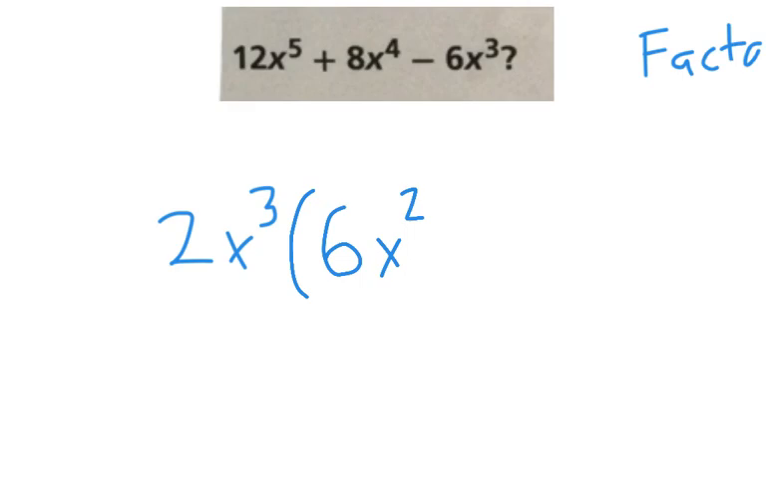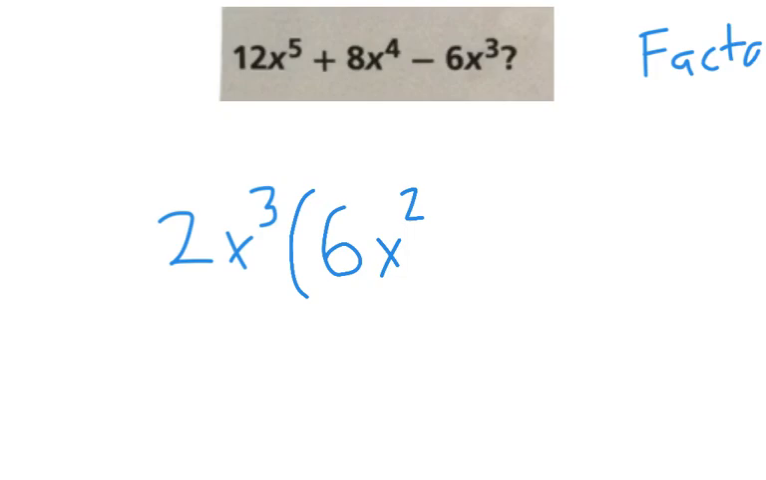You see how I took 12 divided by 2? I got 6. Then I divided x to the 5th by x to the 3rd. Remember, what do we do when we divide powers with the same base? We keep the base the same and we subtract the exponents. It's the opposite of multiplying, where we add the exponents. We subtract the exponents when we're dividing.